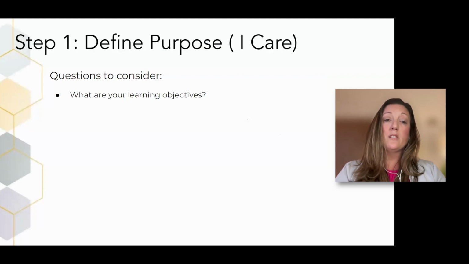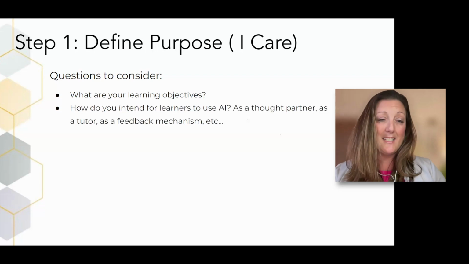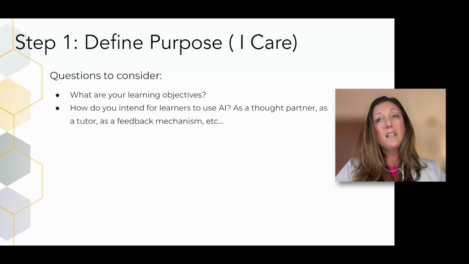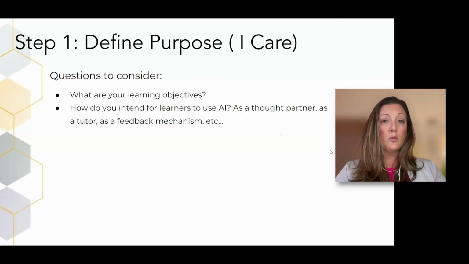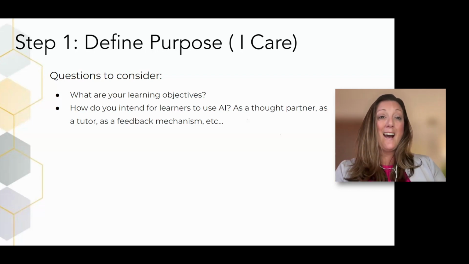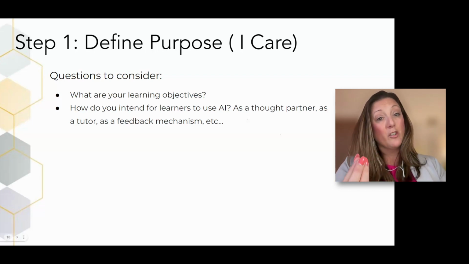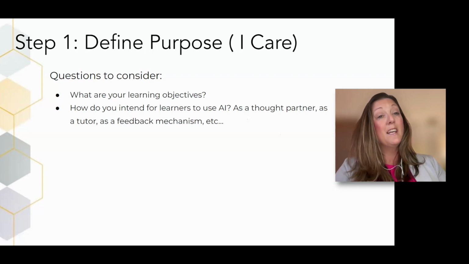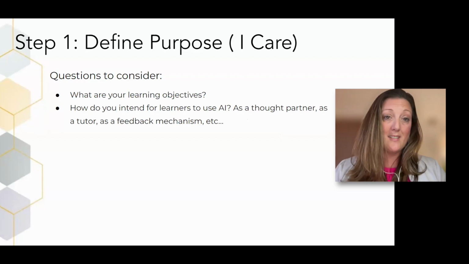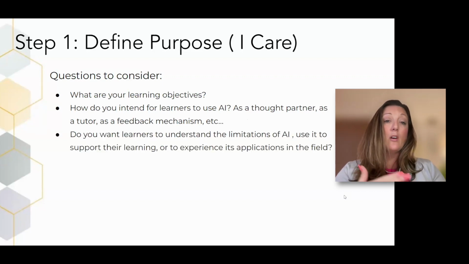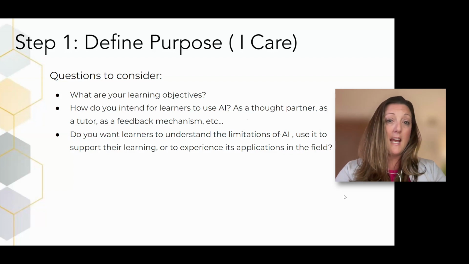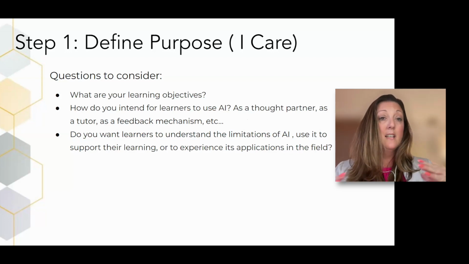So the first thing that we want to do when we're defining purpose is we always want to start with our learning objectives. That's not AI specific, that's just good teaching. But really think about with those learning objectives, how that relates specifically to the ways that we're utilizing AI, right? Is AI actually a part of the learning objective? Is being able to use it in a specific way part of the learning objective? And if so, how will you teach students how to do that? And then how do you intend for students to utilize AI throughout that assignment process?